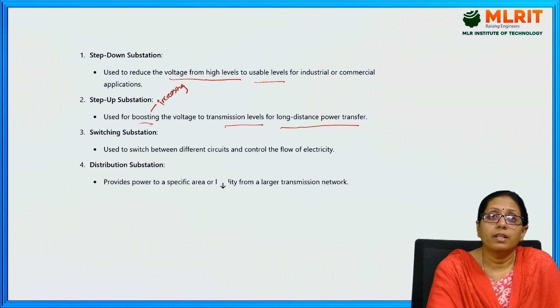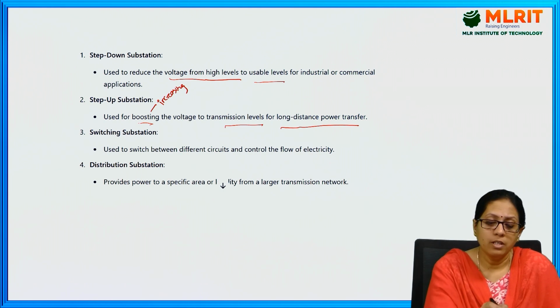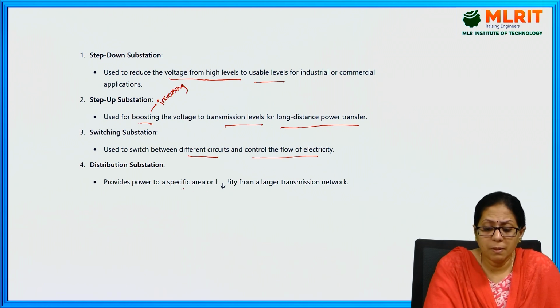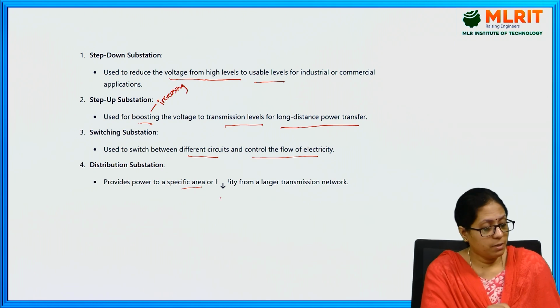The third one is switching substations, used to switch between different circuits and control the flow of electricity. The fourth one is distribution substation. It provides power to a specific area, for a longer transmission network.